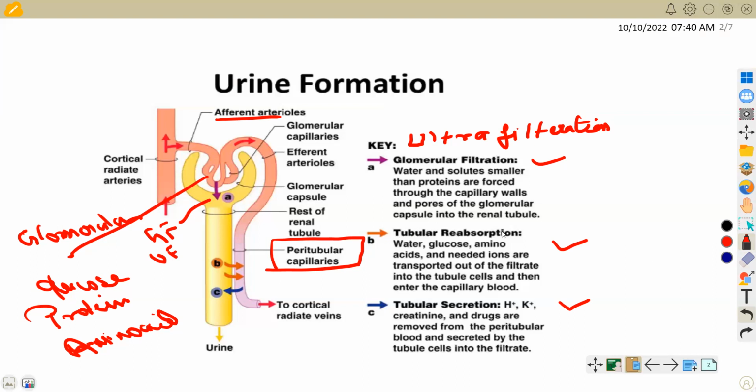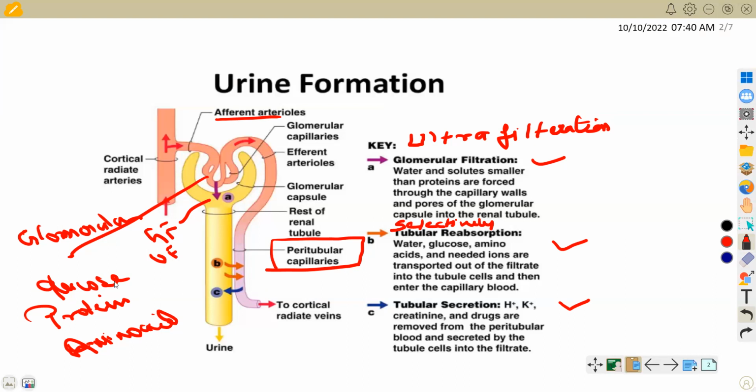Okay, so tubular reabsorption is also called selective reabsorption. Selectively it is taking the things which are required for the body. So which ones? Glucose, protein, and amino acids, given back to the circulation via peritubular capillaries.